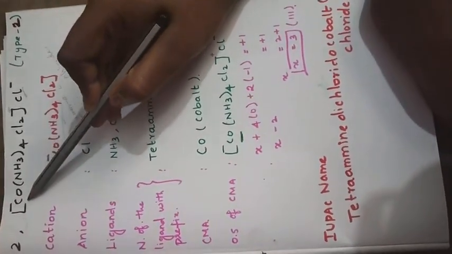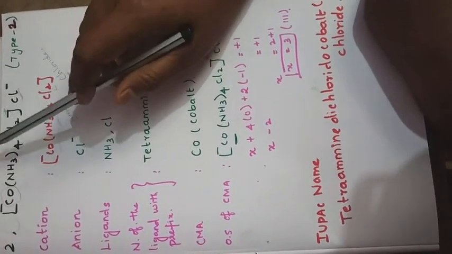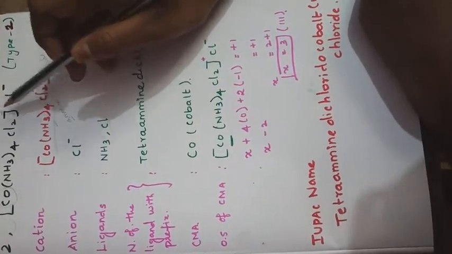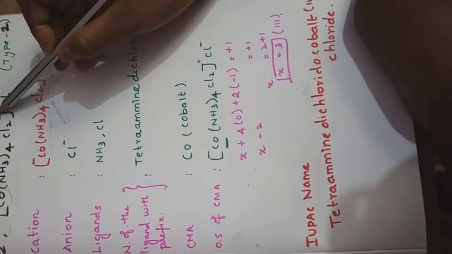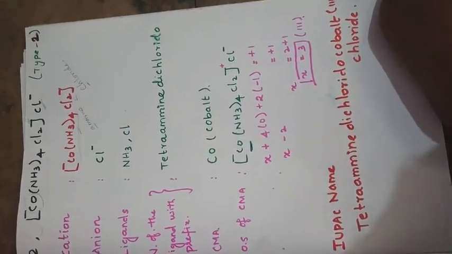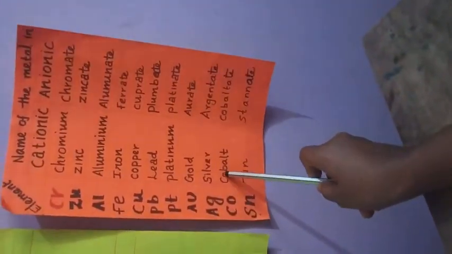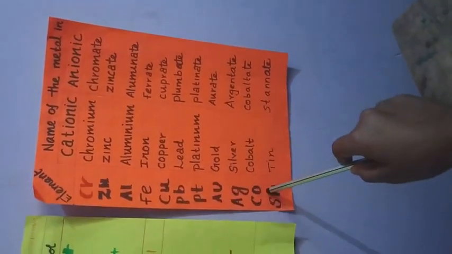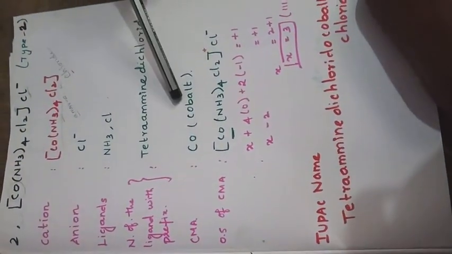Central metal atom, first in order to write the name for the central metal atom you have to find out whether it is in a cationic complex or anionic complex. Already we have found out that it is in a cationic complex. Cationic complex means you have to write the metal name as it is. Cobalt means cobalt. If it is anionic you have to write cobaltate, but it is a cationic complex, so I have written cobalt as it is.